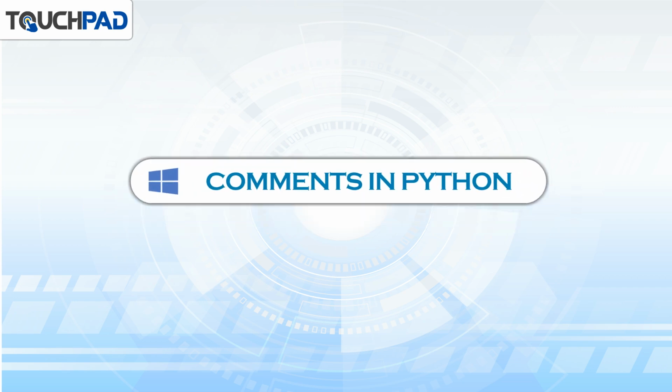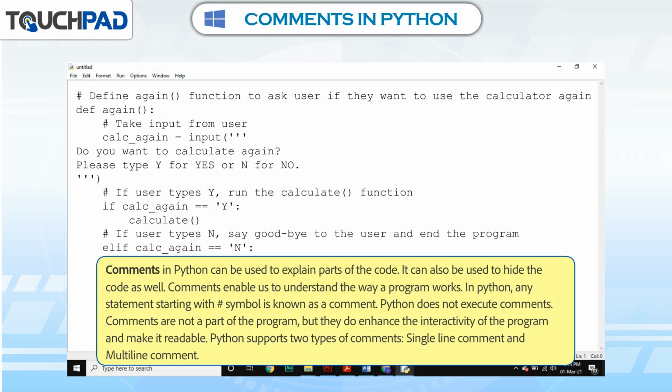Comments in Python. Comments in Python can be used to explain parts of the code. It can also be used to hide the code as well. Comments enable us to understand the way a program works. In Python, any statement starting with hashtag symbol is known as a comment.